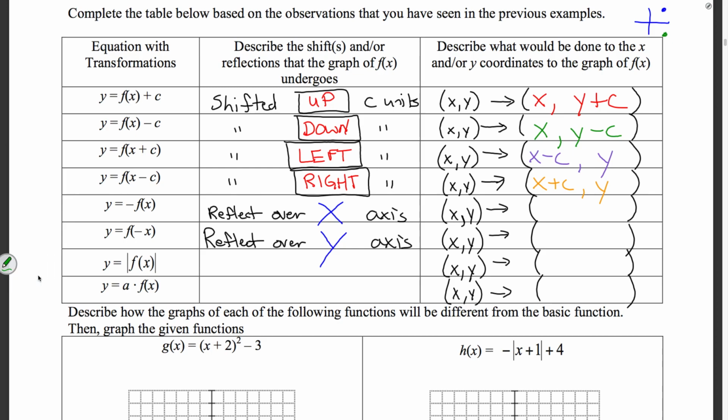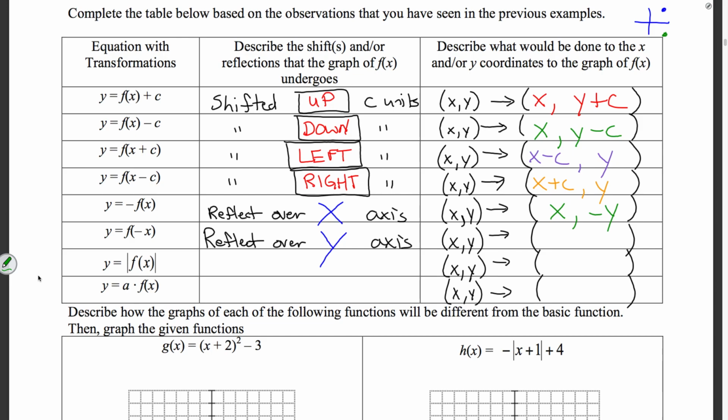Does the x value change? Does the y value change? And what happens to those? Annie? The y value is now negative. What about the x? The x is the same and the y is negative. So does that agree with what Nathan said? x, y becomes x, negative y. Yeah. I agree. So x, comma, negative y.